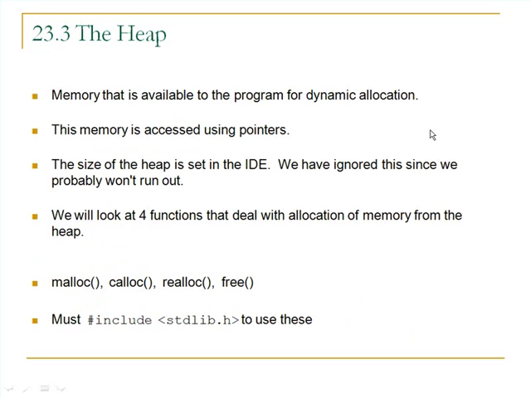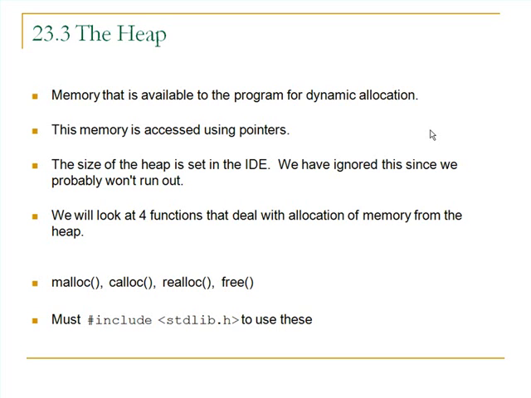Now let's talk about the heap. The heap is a chunk of memory that's available to your C program for dynamic allocation. You can go out and get a block of memory off the heap whenever you need it, and this memory is accessed by pointers into the heap. So the size of the heap is also set in the IDE, and we haven't looked at this, and we probably won't because we won't run out. We just have to understand that the heap is a block of memory that we have available to us.